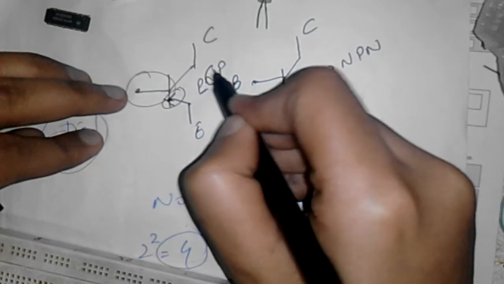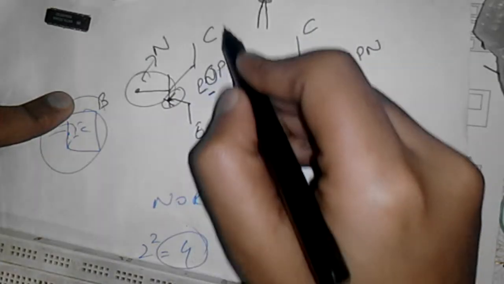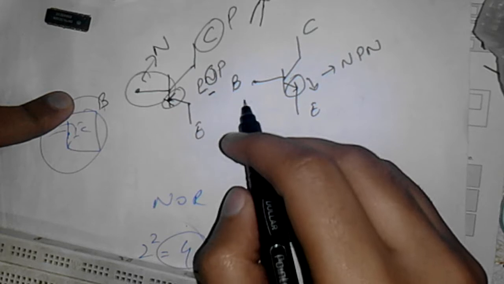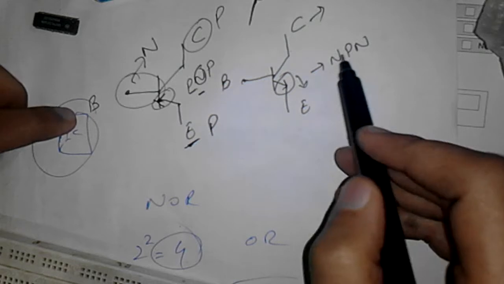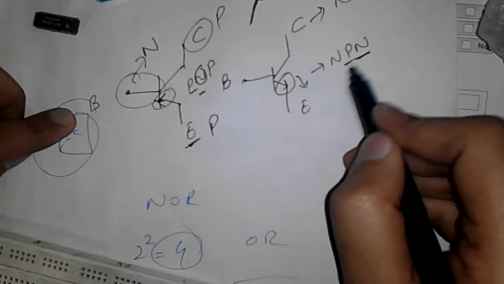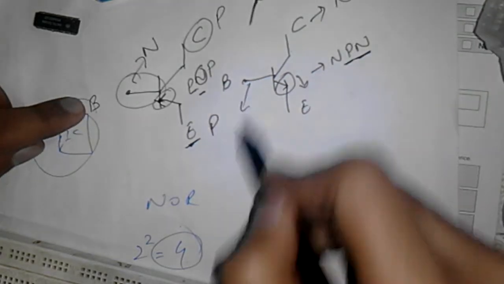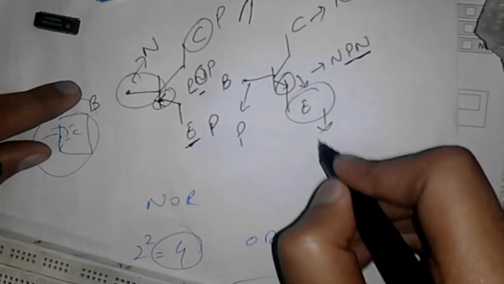Okay, so in a PNP transistor the base is always negative, N, and the collector is positive, and the emitter terminal is also positive. In an NPN transistor, the collector terminal is always N or negative, the base terminal is always P and positive, and the emitter terminal is always negative. So this is very authentic information regarding our practical implementation.